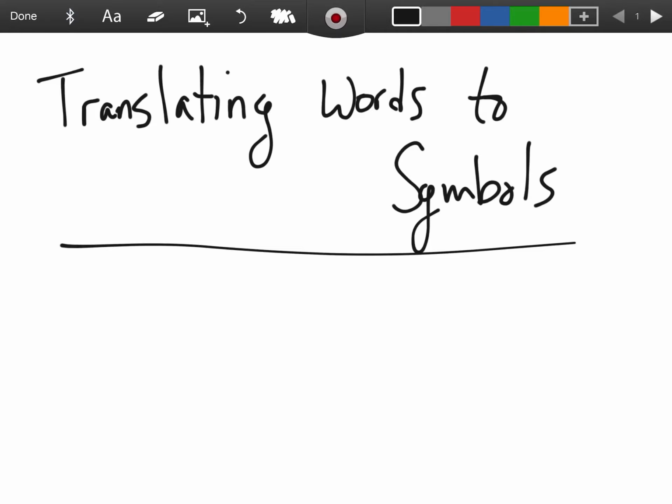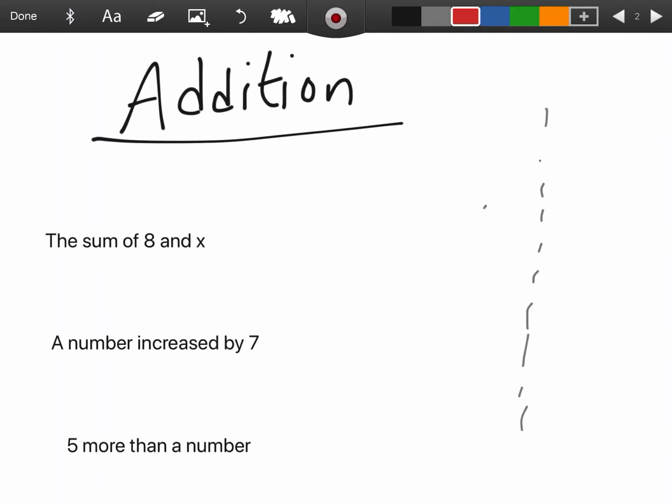So, like I've said earlier, math is a language. So, we need to be able to treat it as a language. And that means we need to be able to translate words from English into symbols in math. Okay. And it's translating because we're translating it from one language to another.